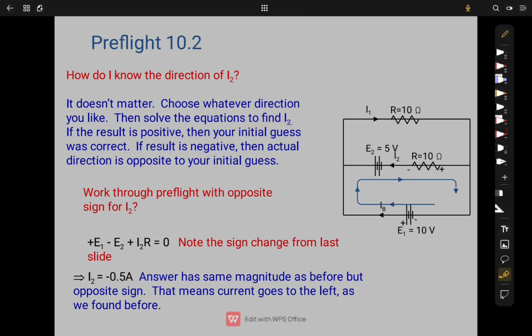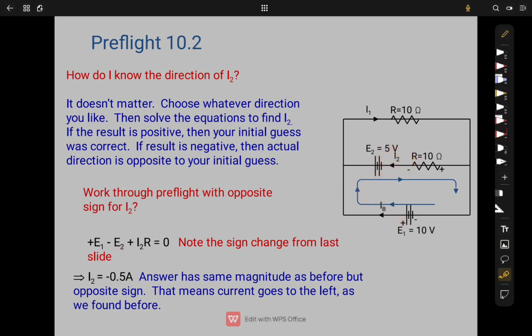If the result is positive, then your initial guess was correct. If the result is negative, then the actual direction is opposite to your initial guess. Work through with opposite sign for I2. So, yan. Nagawa siya ng another looping. So, ganun pa rin. Positive to. And then, lumabas sa negative. So, negative I2.